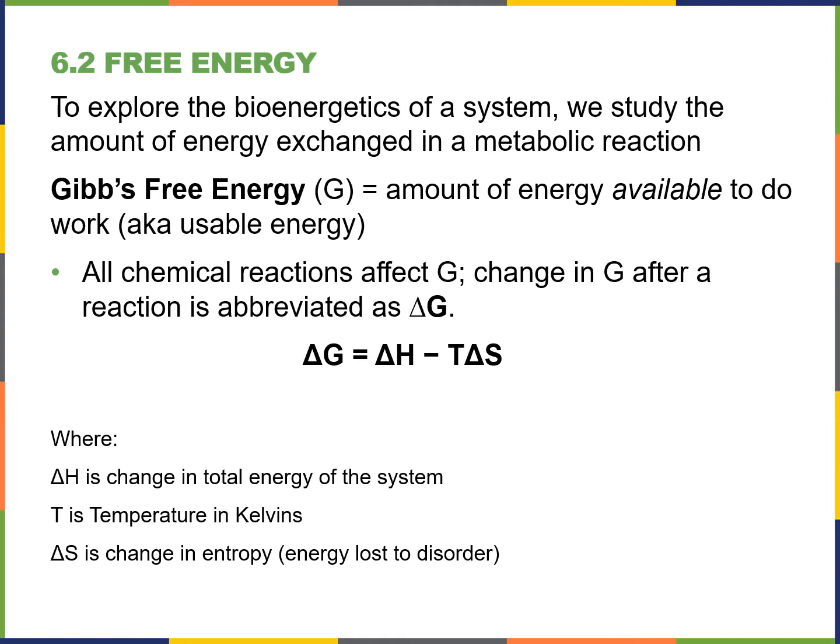Well, the way we do that is we use a measurement of free energy. Scientists call this free energy Gibbs free energy. And Gibbs free energy is abbreviated by the capital letter G. And this is the amount of energy available to do work, or this is the amount of usable energy. So every chemical reaction involves a change in free energy. And whenever you see this delta symbol in front of a letter, that means change. So delta G means a change in the amount of usable energy.